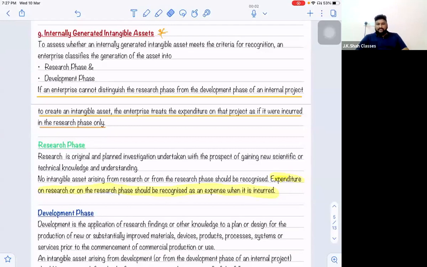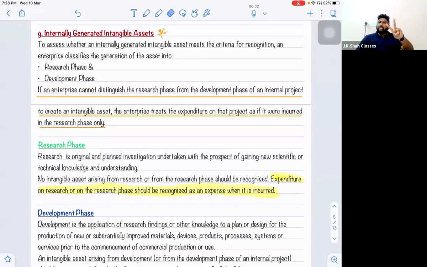What is the accounting treatment? Now please understand, sir. When you are internally generating an intangible asset, basically there are two phases. A research phase and a development phase. A research phase is where you come out with something new, right? But that has to develop further to become a marketable finished product. So development phase is what? Development phase is further working on the research to make a particular product a marketable product.